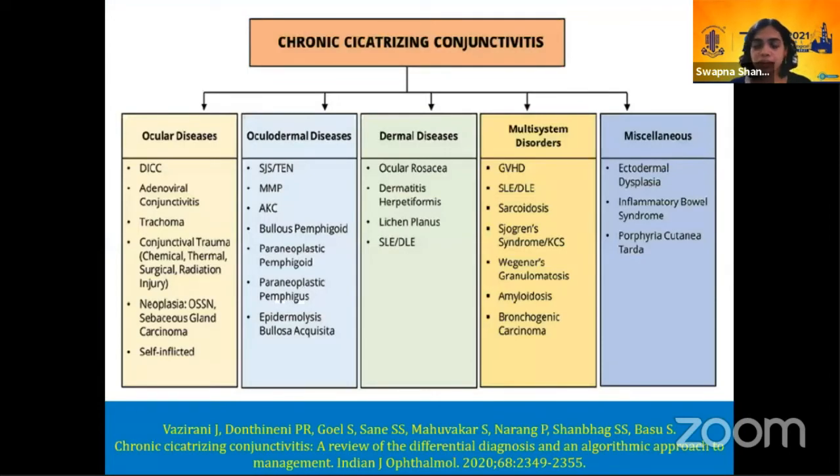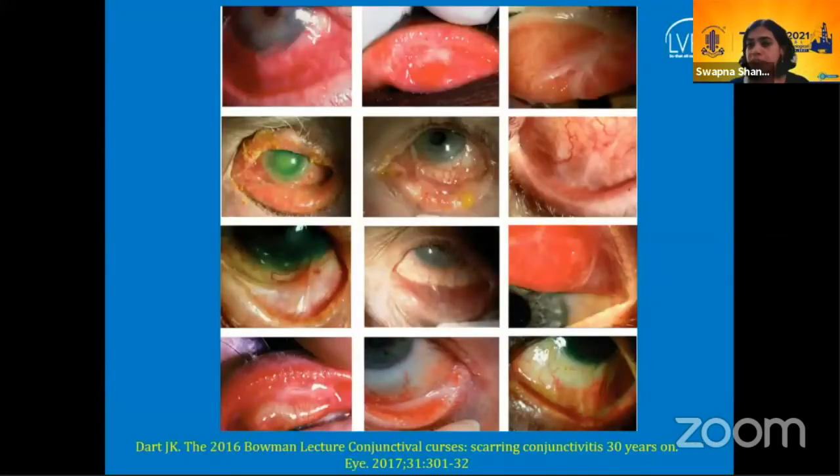Now, like Dr. Hijab alluded to, this was a paper we have published in IJO last year, where we have discussed all the differential diagnoses of chronic cicatrizing conjunctivitis. So there are multiple causes, and we slowly need to find out how to rule out all these causes because they all present in the same way.